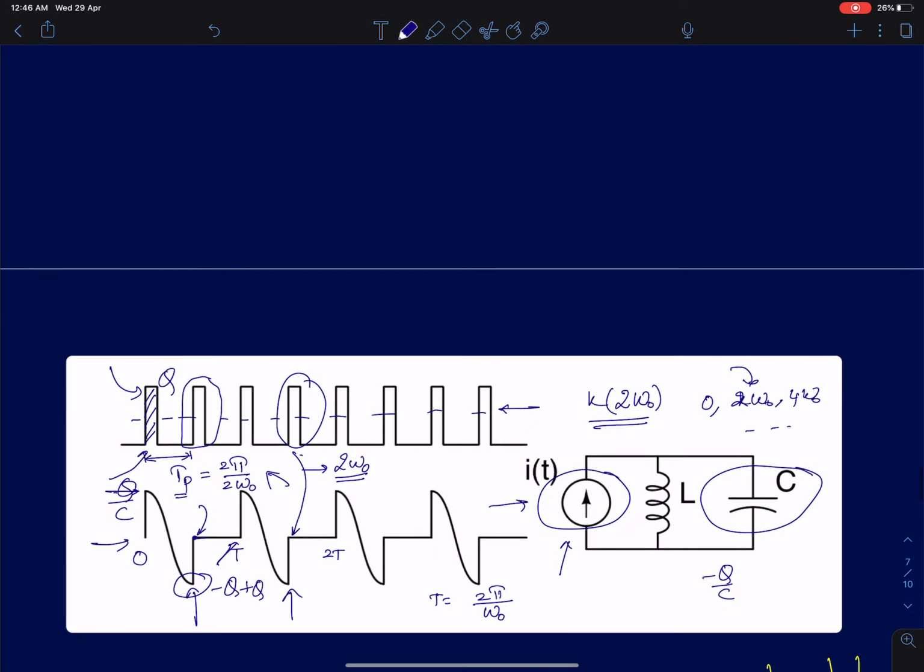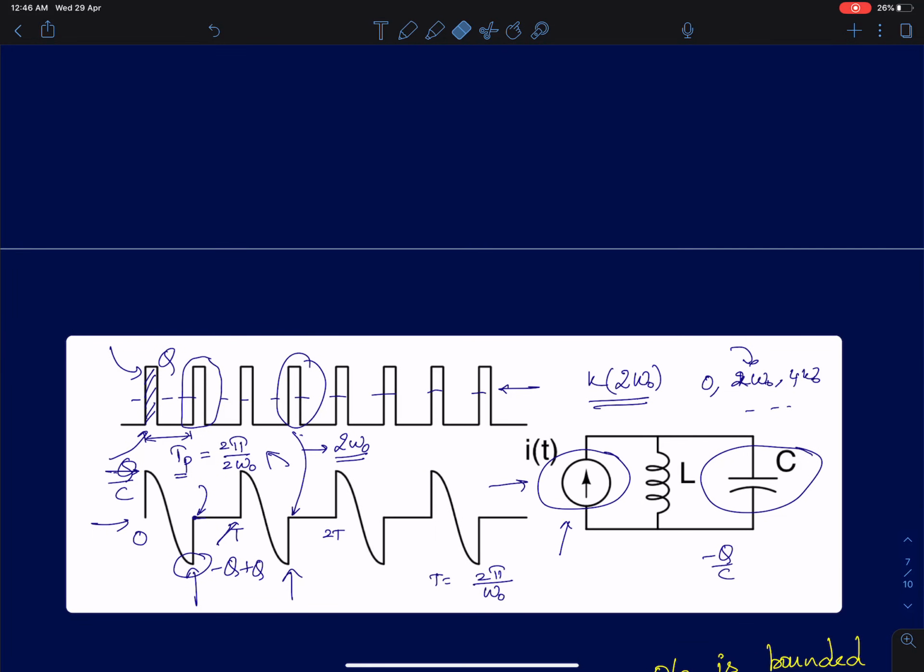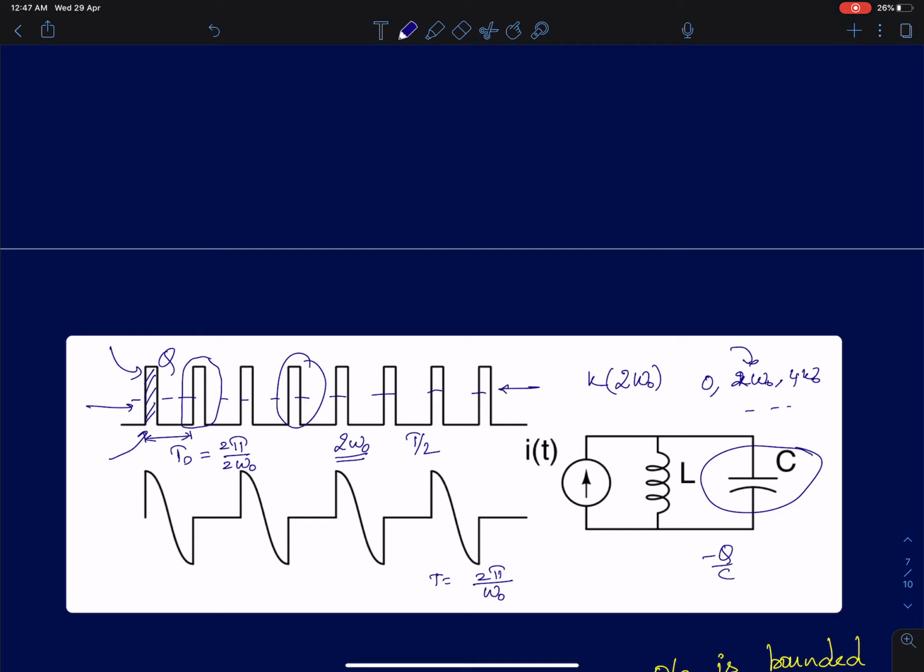The third and final case is where I'm going to apply a sinusoid whose frequency is not equal to the resonant frequency of the system. Here I've shown a pulse train with a time period which is half that of the pulses we analyzed in the previous problems. So here the time period is T by 2, and the frequency is going to be 2 omega naught.